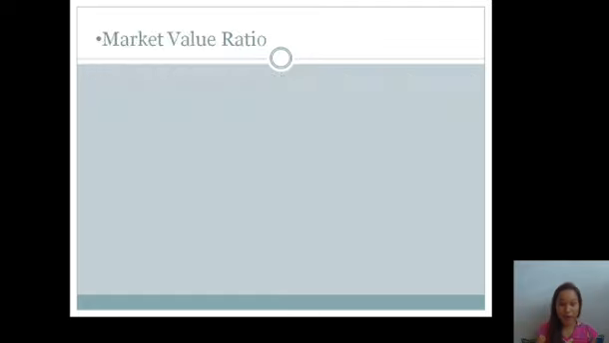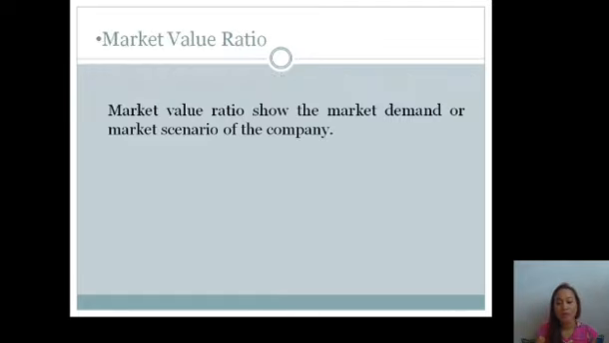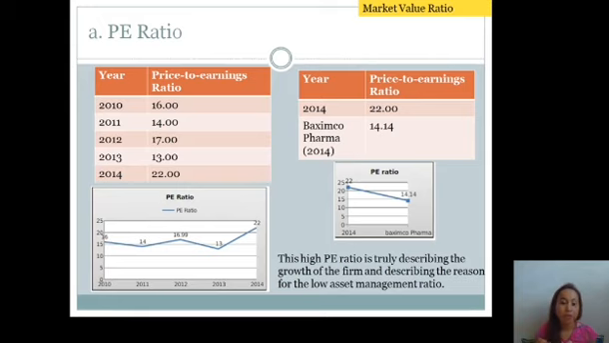So the last one, we have market value ratio. The market value ratio shows the market demand or the market scenario of the company. It can be measured with the help of the following two ratios, the PE ratio and the market to book value ratio. So let's talk about the PE ratio.